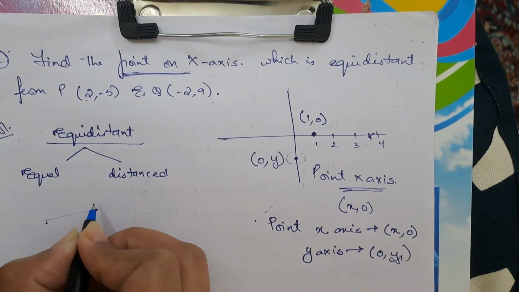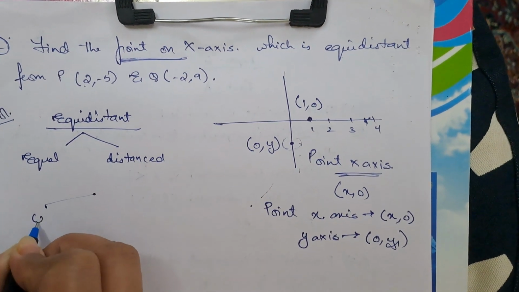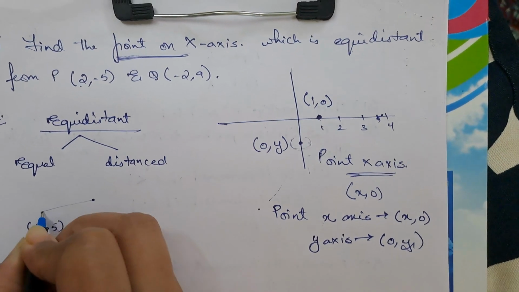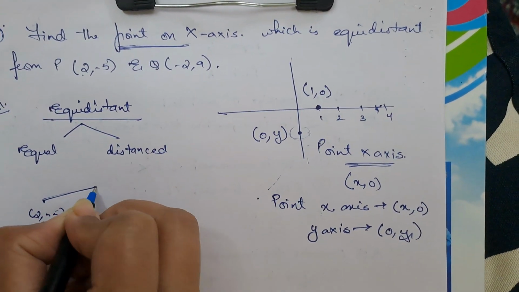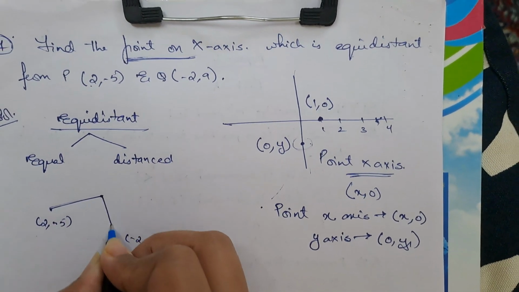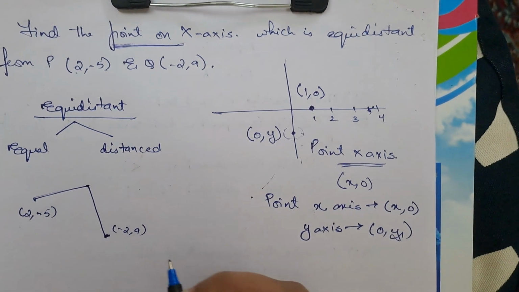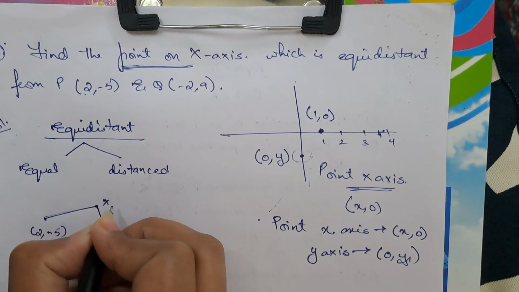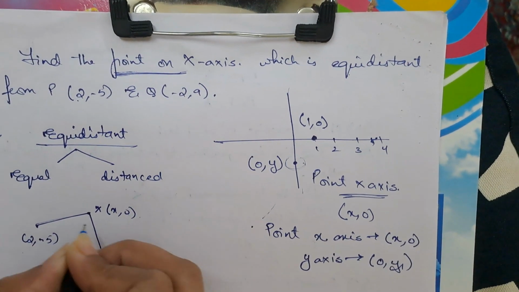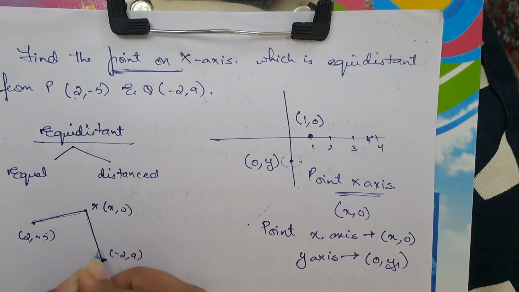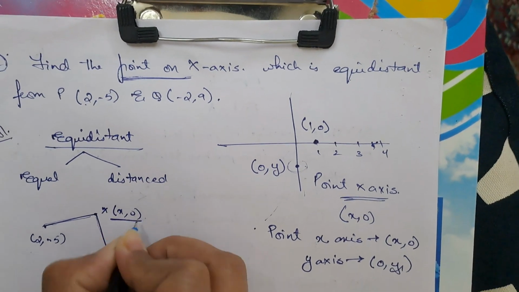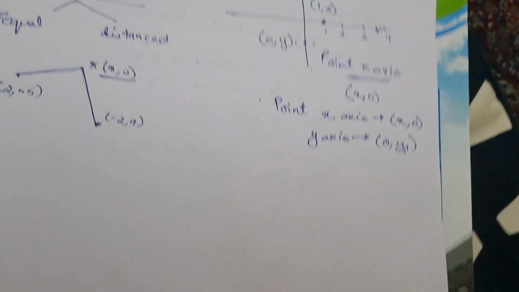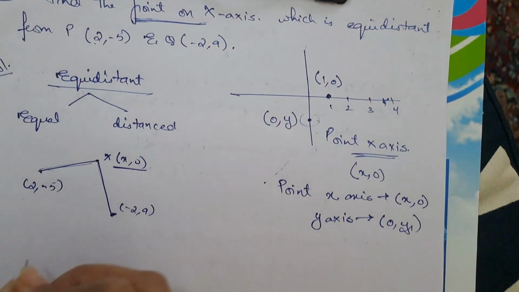This is (2, -5), and this is (-2, 9). The distance from this point on the x-axis to these 2 points, let the point be here, they both are the same, as he's saying. So this is the point on x-axis, so it is going to be (x, 0). The distance of this and the distance of this is equal, and we need to find this point. So equidistant also you know now. So how do we find that particular point in here? Let's see.